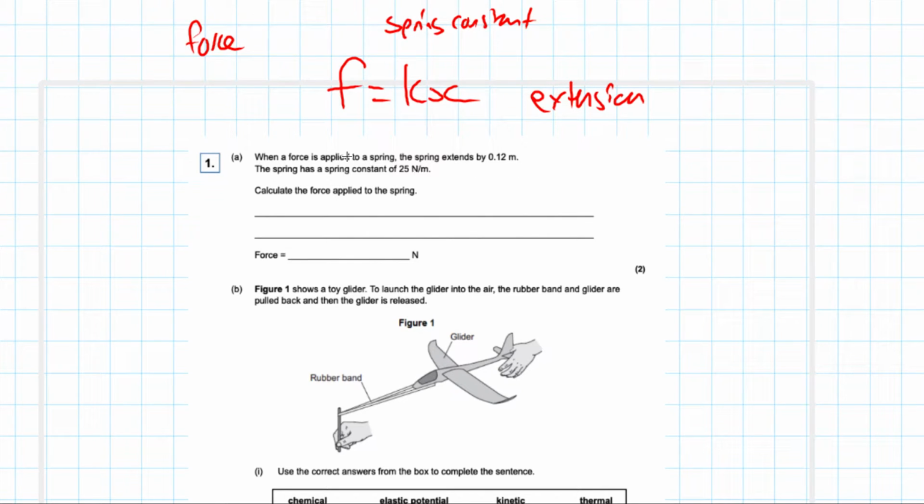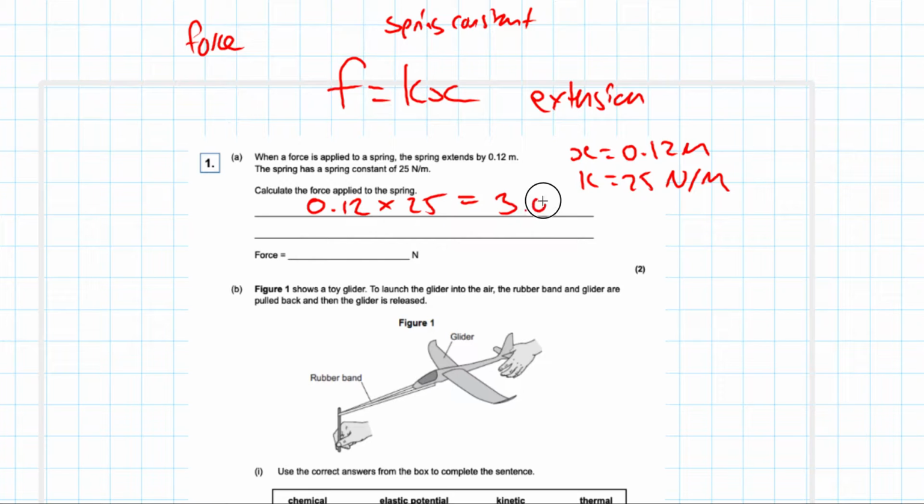So here, when a force is applied, the spring extends by 0.12, so x is 0.12 meters, and the spring constant K is 25 newtons per meter. Always do a check to make sure your units are correct, so distance should usually be in meters, and the spring constant in newtons per meter, and then we just combine them together in the formula. So 0.12 times 25 on the calculator will give you 3.0 newtons. So your answer to this question is 3.0. 2 marks here, one for the correct substitution, one for the correct result.